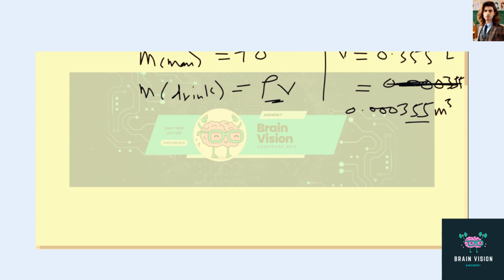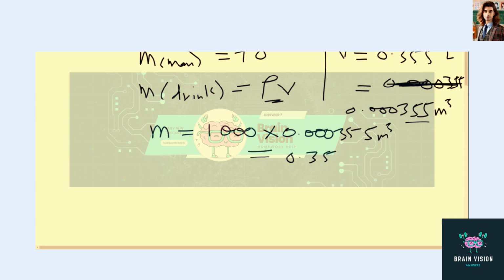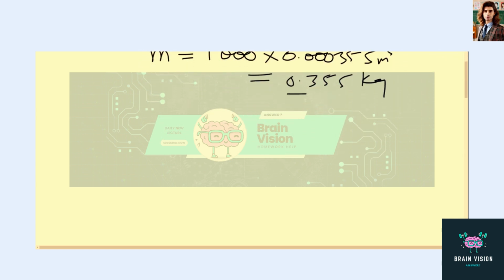So to calculate the mass of the drink at this volume, we use this formula. We know that the density of water is 1,000, and let's say the drink is made out of pure water. The mass is equal to 1,000, which is the density of water, multiplied by the volume, 0.000355 meter cube. So the mass should give you 0.355 kilograms. This is the mass of the drink that he consumed.